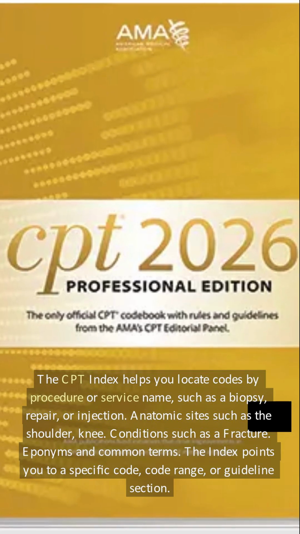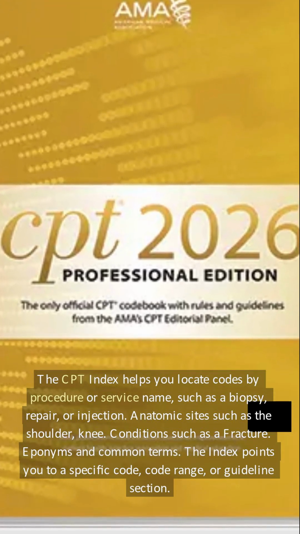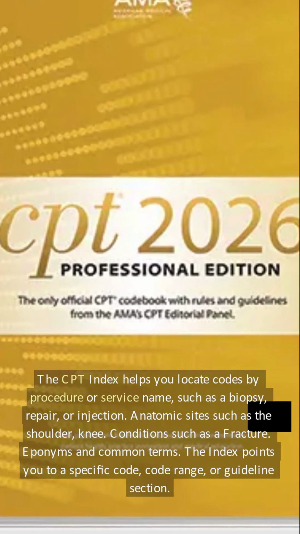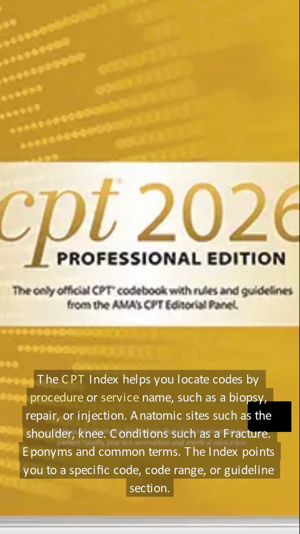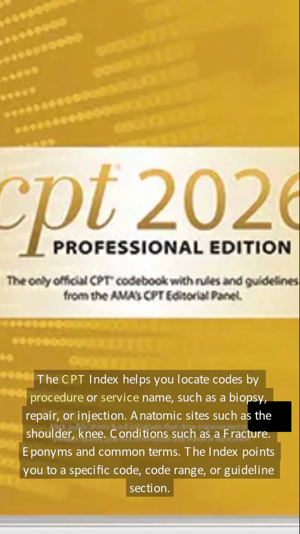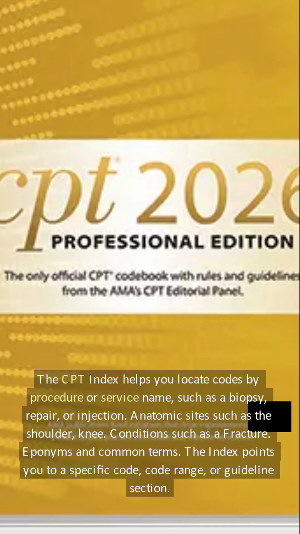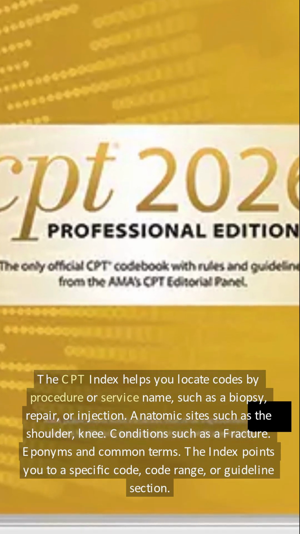The CPT index helps you locate codes by procedure or service name, such as a biopsy, repair, or injection. Anatomic sites such as the shoulder, knee. Conditions such as a fracture. Eponyms and common terms. The index points you to a specific code range or guideline section.